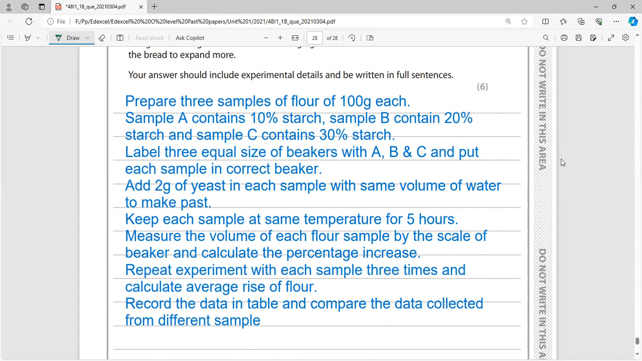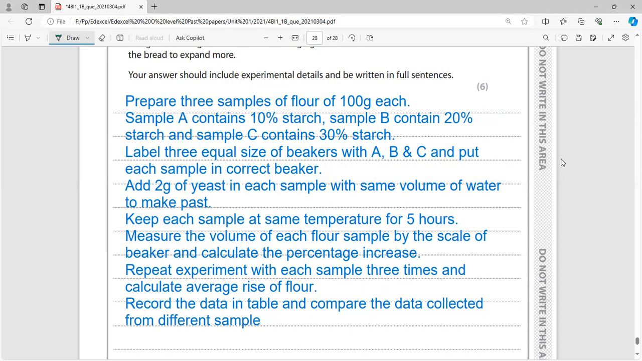And the next mark is: repeat the experiment with each sample 3 times and calculate your average, the rise of flour. So that's repeating your experiment each time and calculating your average. This is your last mark. So you can easily secure 6 marks here. And as a further extra point, you can write: record the data in a table and compare the data collected from the different samples. So if you're writing your answer in this way, you can easily secure your marks.